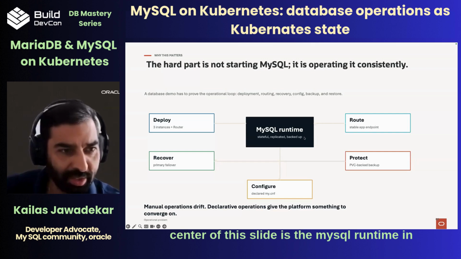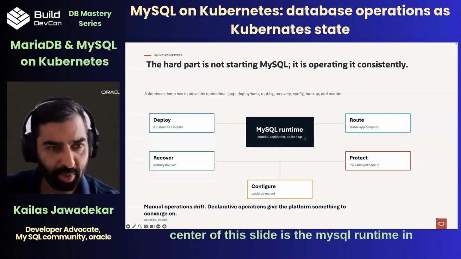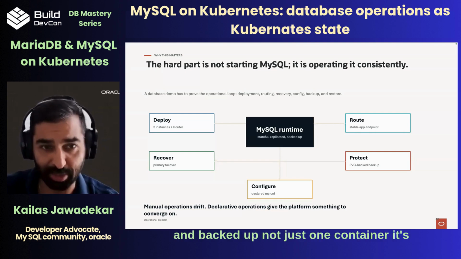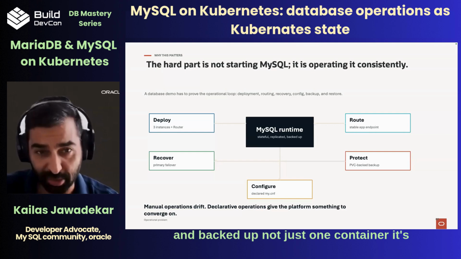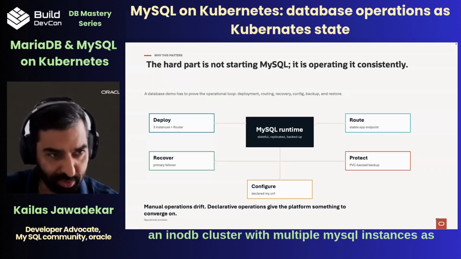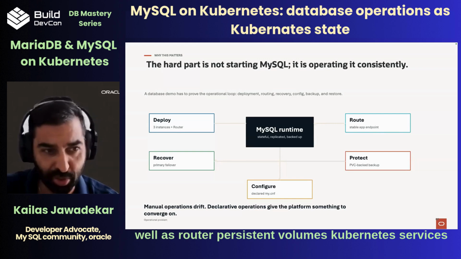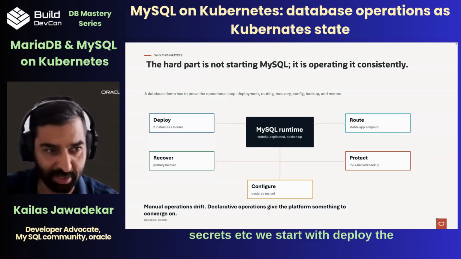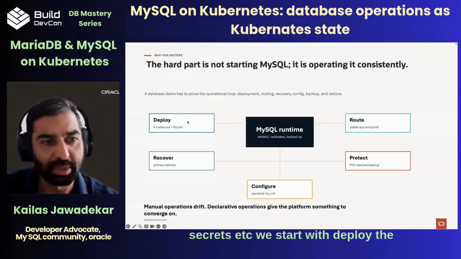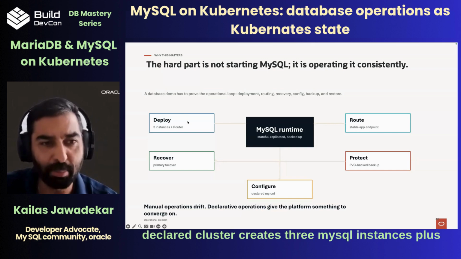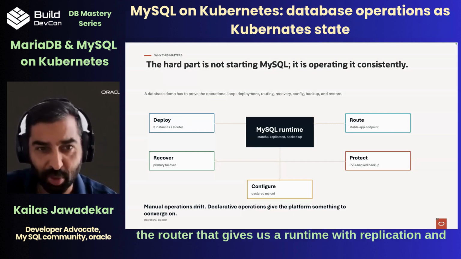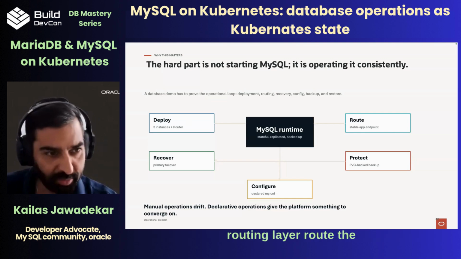The center of this slide is the MySQL runtime. In this demo, that runtime is stateful, replicated, and backed up. It's not just one container. It's an InnoDB cluster with multiple MySQL instances, as well as router, persistent volumes, Kubernetes services, secrets, etc. We start with deploy. The declared cluster creates three MySQL instances plus the router. That gives us a runtime with replication and routing layer.